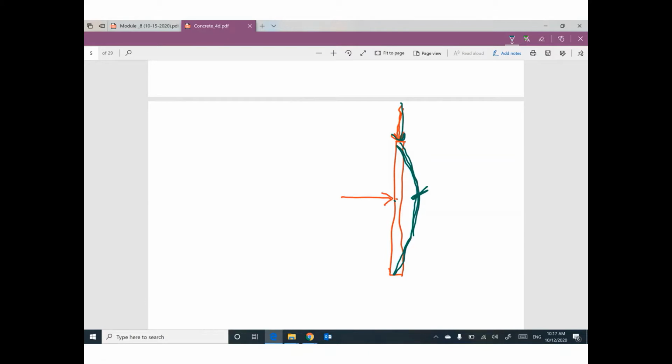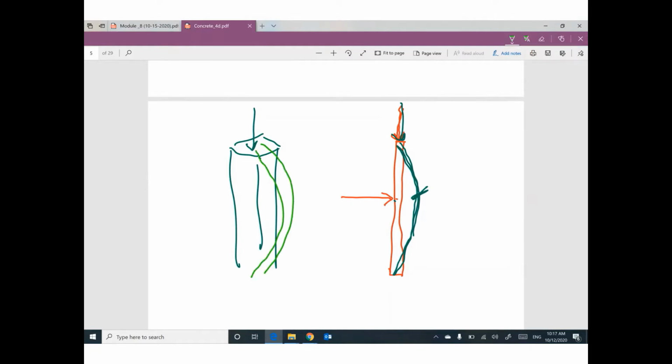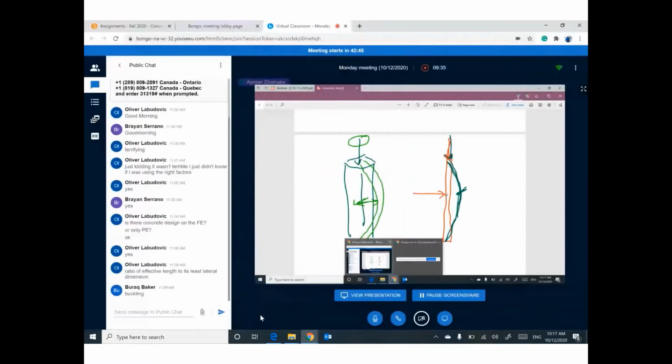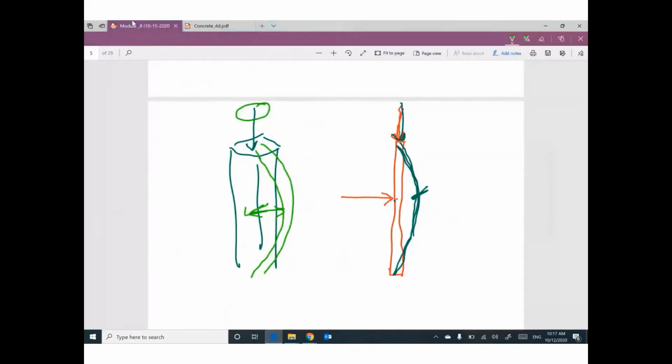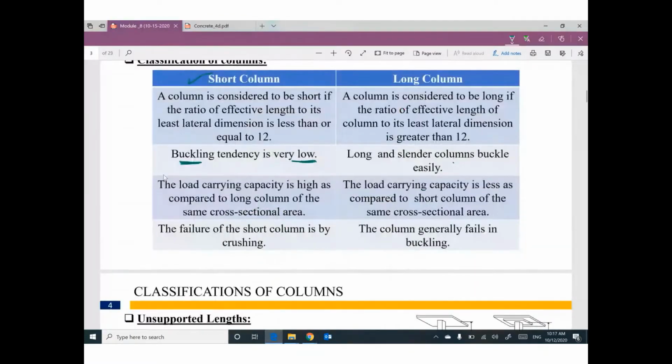If you have a column that can support vertical force, compression, and buckling happens, the column becomes weaker because this force can break this column easily if this deformed shape happens. Okay, so this is the difference between short column and long column.